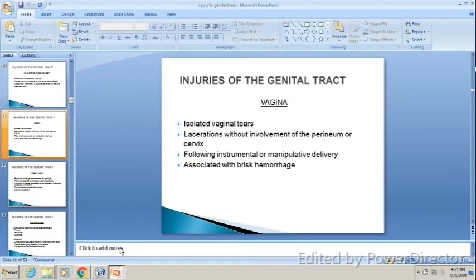Laceration without involvement of the perineum or cervix, following instrumental or manipulative delivery, associated with brisk hemorrhage. Sometimes there is no perineal tear. Only there is a tear in the lateral vagina, very high, or in the lower vagina or in the high vagina, and it's only an isolated vaginal tear in the lateral wall. It bleeds like hell. It's very difficult to manage because it's not very approachable. If it's a high vaginal tear, it's not very easy to approach.